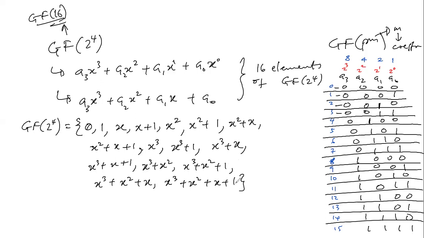So the extended Galois field 2 to the power 4 gives us these 16 polynomials, okay? And they correspond to this distribution, okay?